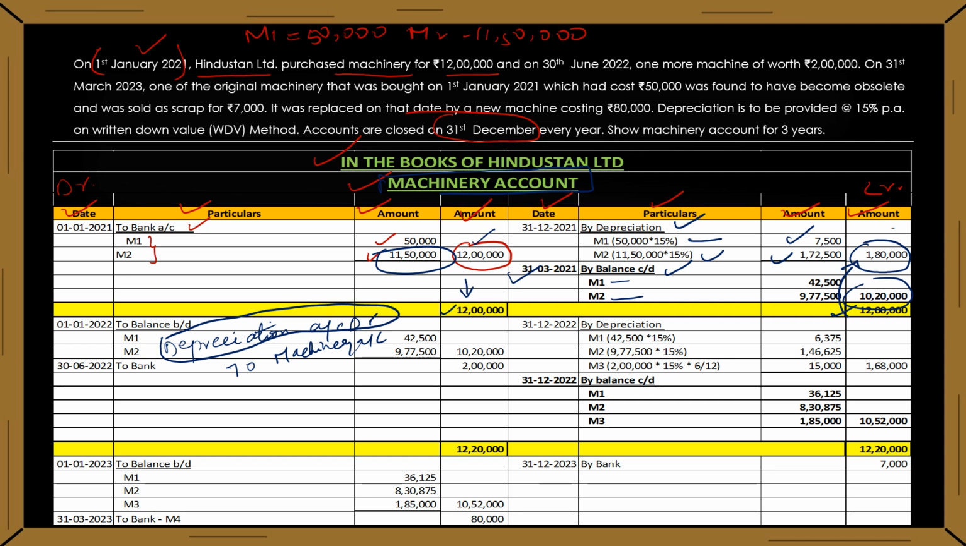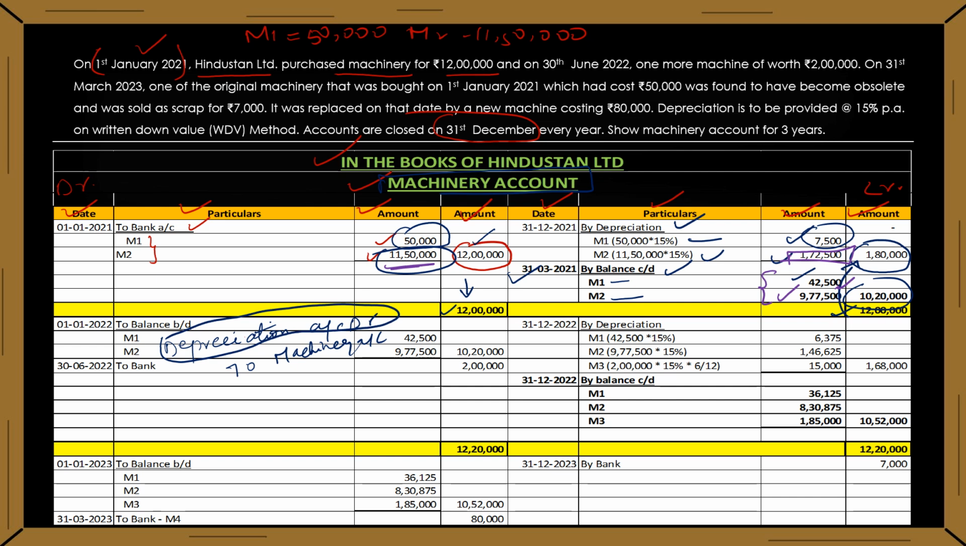So what do you have to do? We have to deduct 7,500 from 50,000 and write 42,500. And again, you deduct 1,72,500 from 11,50,000 and write 9,77,500. These two, when totaled, give you 10,20,000. That is tallying. So our 10,20,000 is coming correct, right?